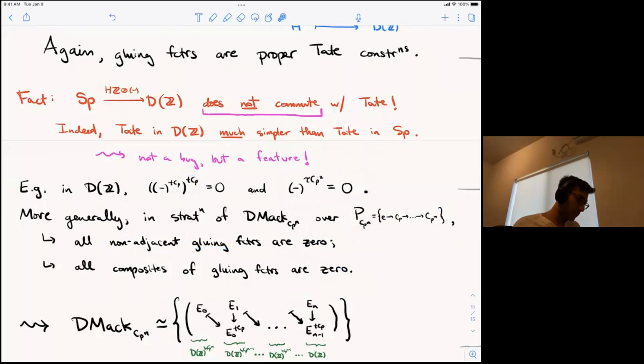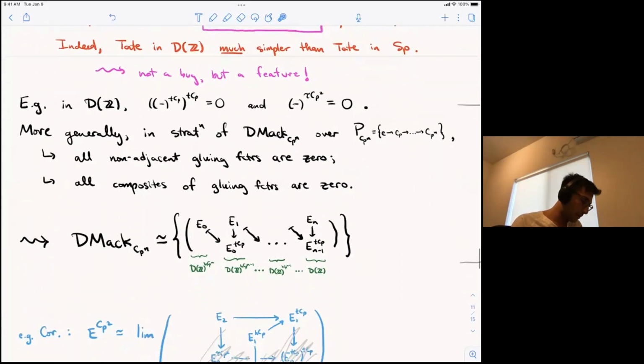And so at the end of the day, you get a very, very simple description of derived Mackey functors, let's just say for C_{p^n}, but for any group, this is also going to be true. There will generally be simplifications. It's just a system like this. It's just a handful of objects and then a handful of morphisms and no higher gluing data whatsoever.